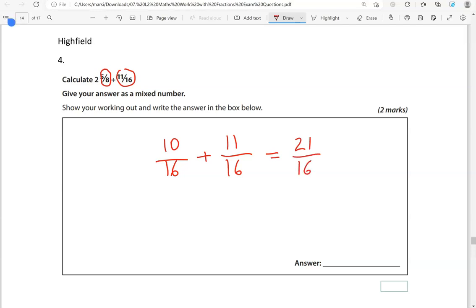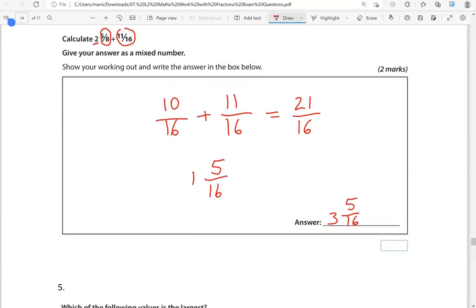So 21/16. Now that is more than 1, more than a whole. 16/16 would be 1. So if I take away 16 from the 21, that leaves me with 5/16. So this is equal to 1 and 5/16. Now we've got to add the 2 that we have here, the whole number. So 2 and 1, that is 3. So 3 and 5/16 is the answer.